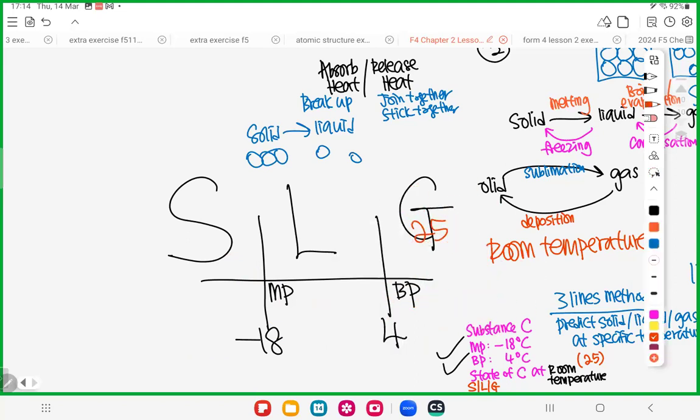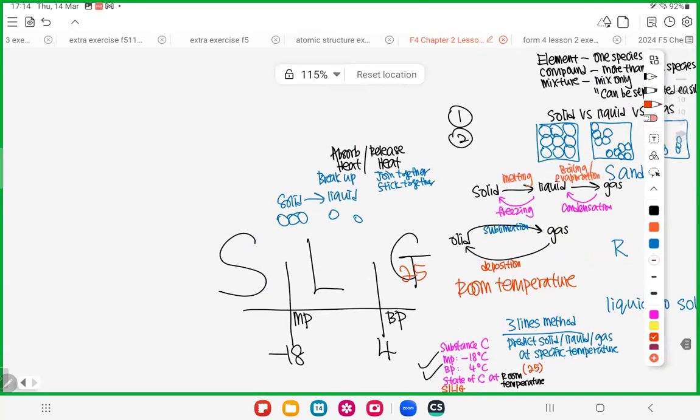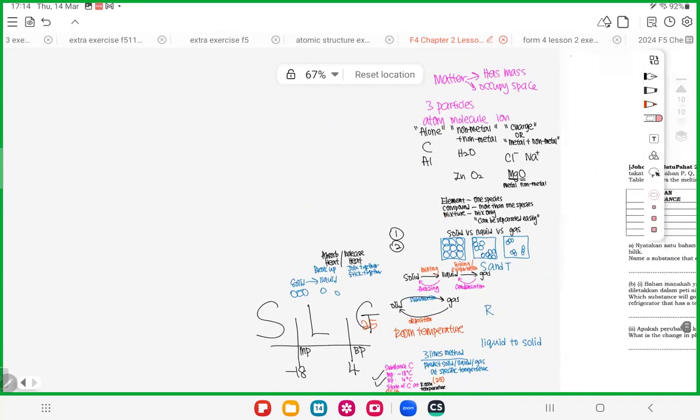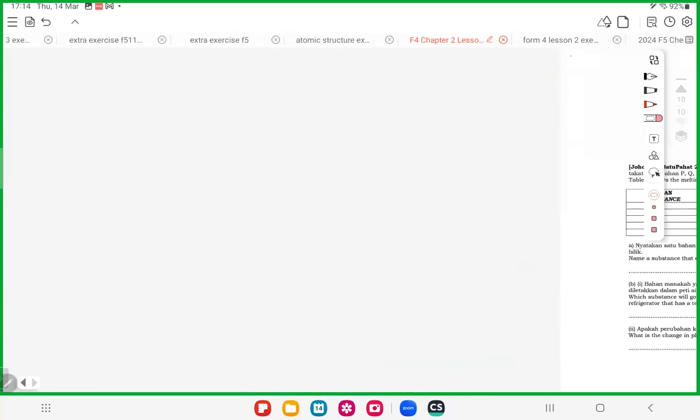Okay, so I hope everyone still remembers how to use the 3 lines method to predict whether you have a solid, a liquid, or a gas. Okay, so that's it. You see, we spend the first 10 to 15 minutes learning nothing but doing revision. This is very important because if you don't do revision, sometimes you forget what you learned already.